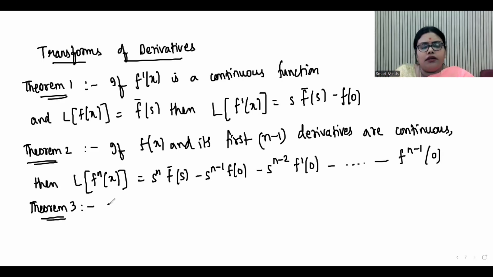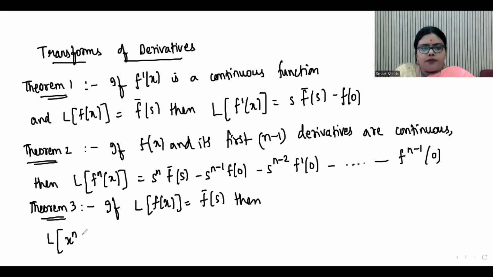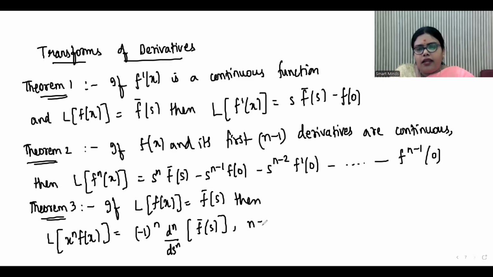Next is third theorem. If L of f of x is equal to f bar of s, then L of x power n f of x is equal to minus 1 power n d power n by ds power n of f bar of s, where n takes values 1, 2, 3, and so on. These are the transforms of derivatives.